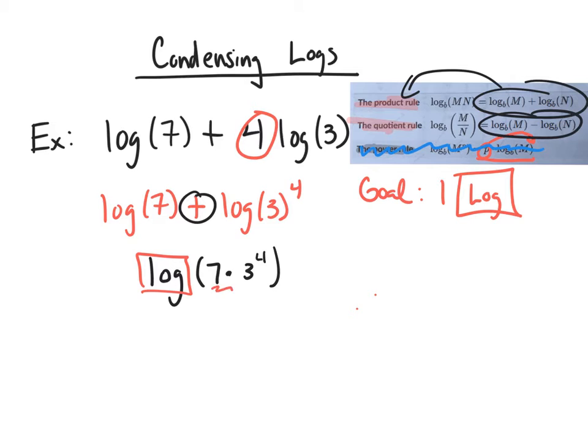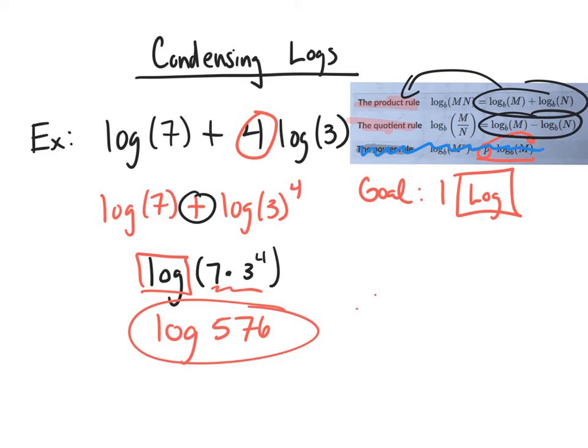Now I just need to simplify this. Well, I would take 3 to the 4th power, and I would get 81. So 3 to the 4th power is 81, and then 81 times 7 is 567. So it gives me the log of 567. And you're done. Condensing, in my mind, I think is easier because you know your sole goal is to get it down to one log, and so you're done after that. It's kind of a quick check.